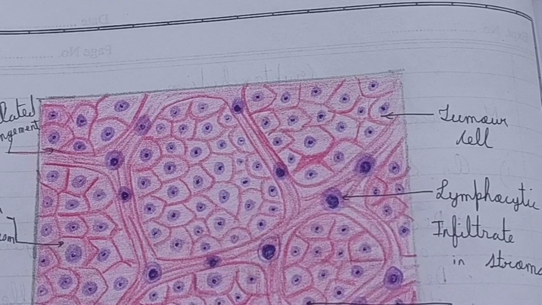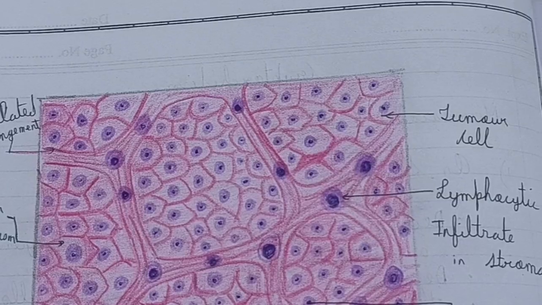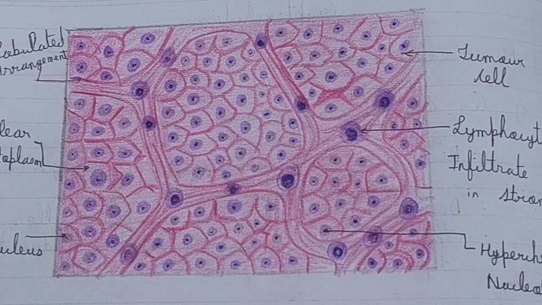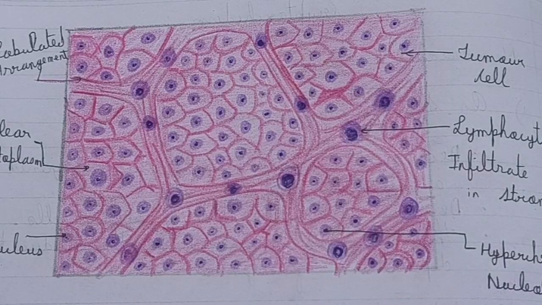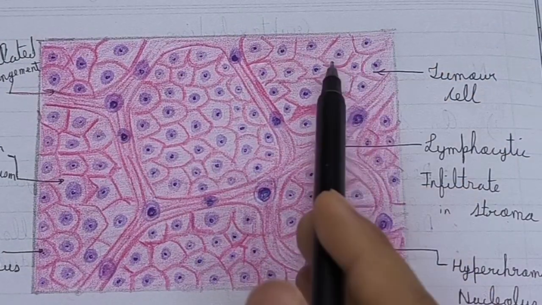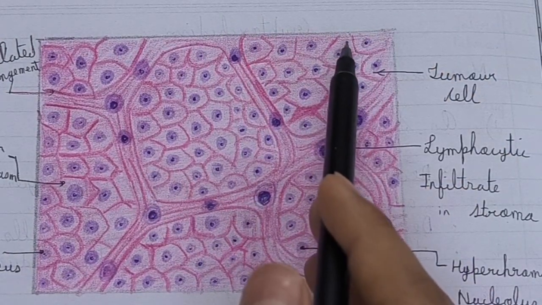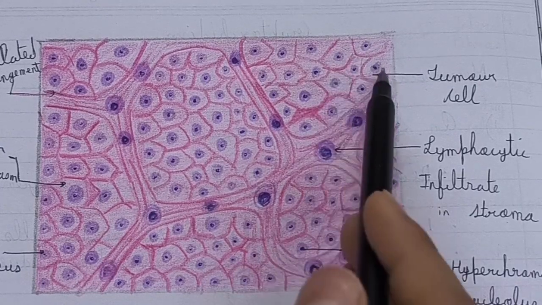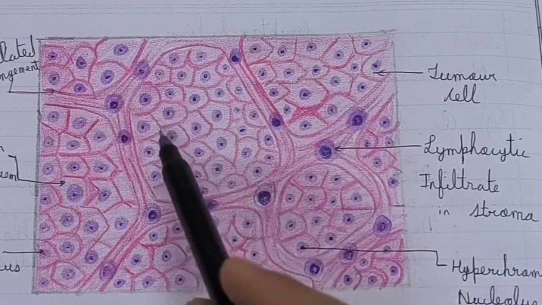Friends, now I am going to discuss the histopathology of seminoma. First of all, you should know that seminoma is a malignant tumor condition of the testes, the most common malignant tumor of the testes. As I already said, it is a tumor, that means tumor cells are present. So in the case of seminoma you can see these abnormal tumor cells.